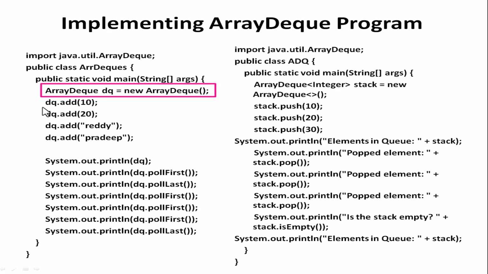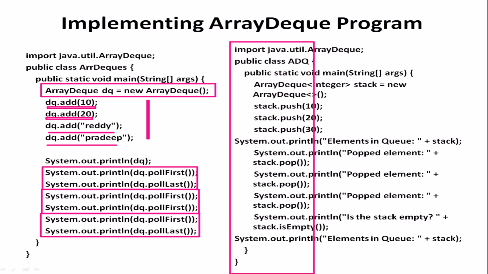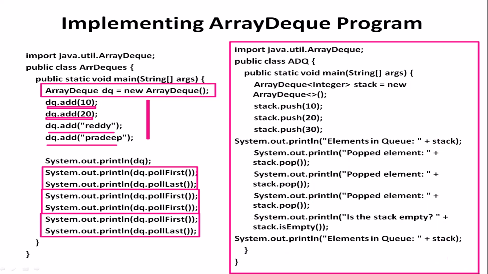Now here you are using a deque add 10, 20, Reddy, Pradeep. Now you are going to use the elements. How many items are inserted? Only 4. Here you are going to use pollFirst and pollLast, and similarly the pollFirst and pollLast methods to retrieve the data. This particular thing uses a queue, and similarly here you are using the similar kind of thing with a stack.